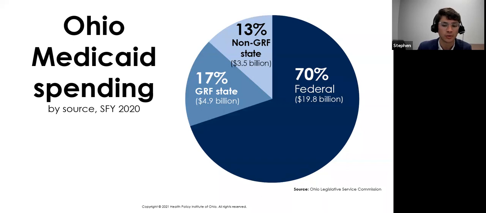Ohio's general revenue fund, or Ohio income tax revenue, contributed about $4.9 billion, or about 17%, to Ohio Medicaid program spending in state fiscal year 2020. And lastly, the remaining $3.5 billion came from other state sources, including fees paid by hospitals, health insurance companies, and nursing facilities.